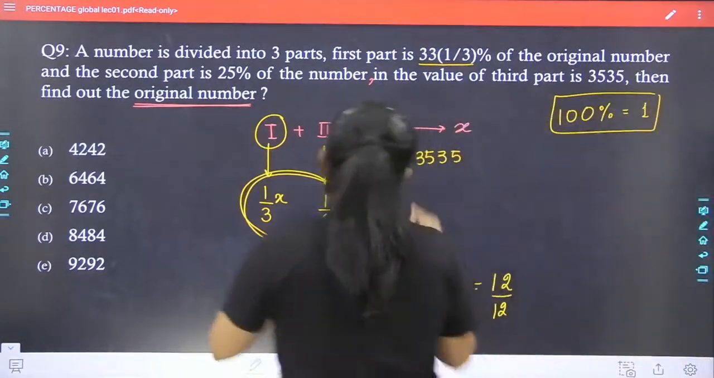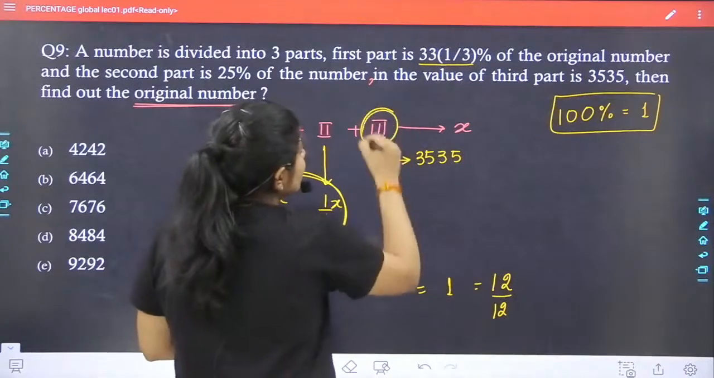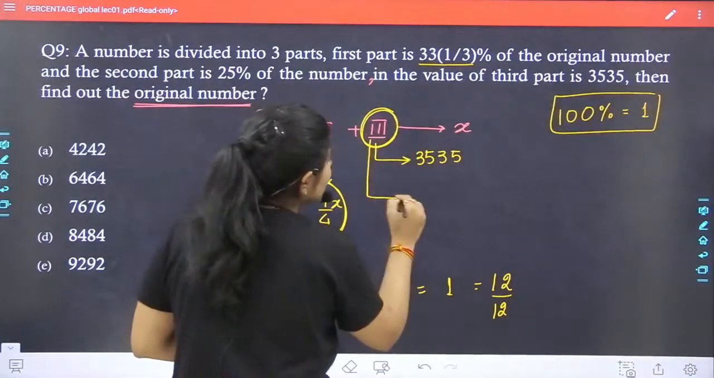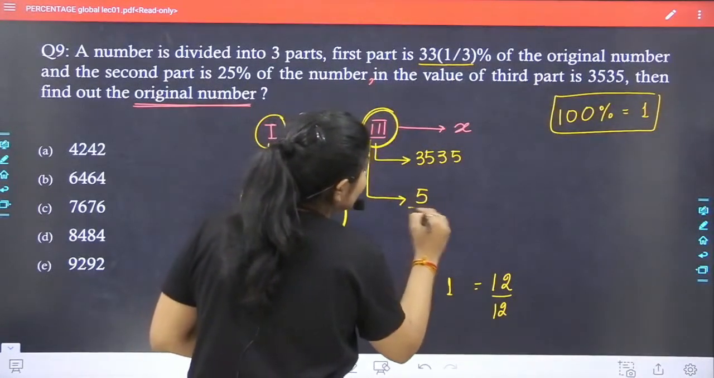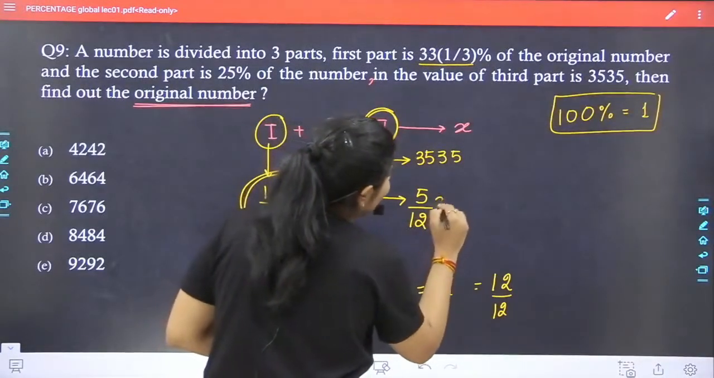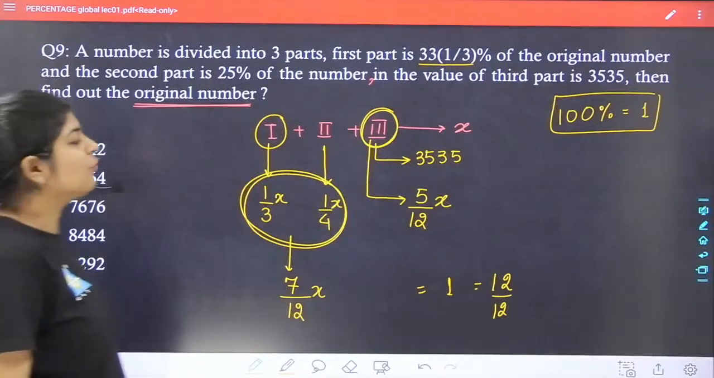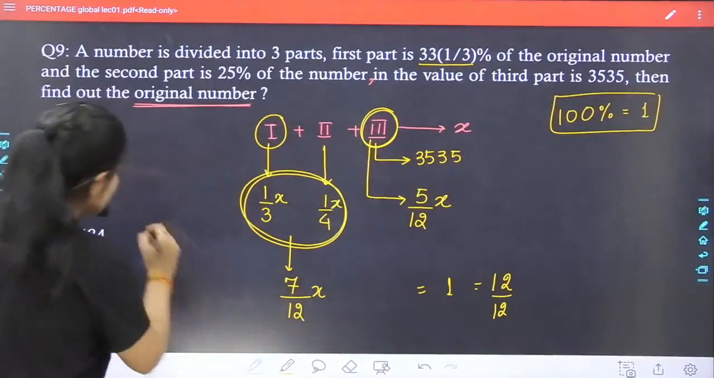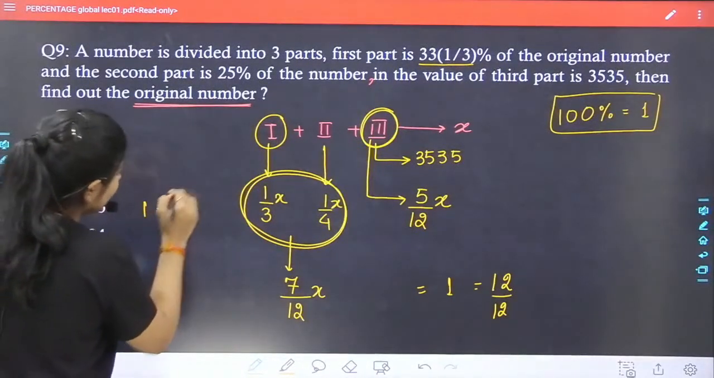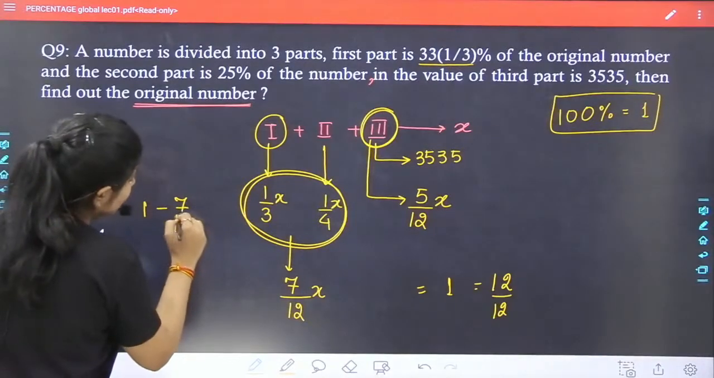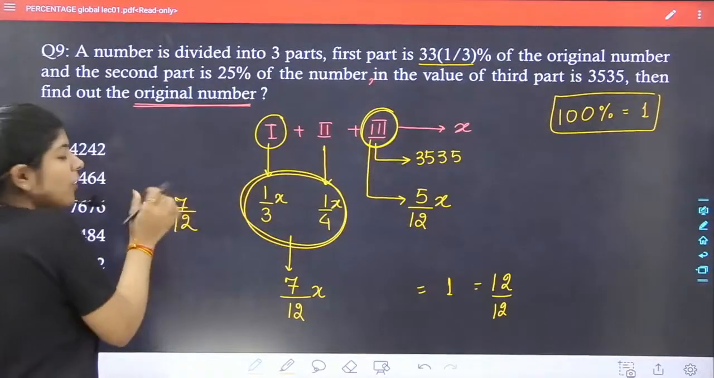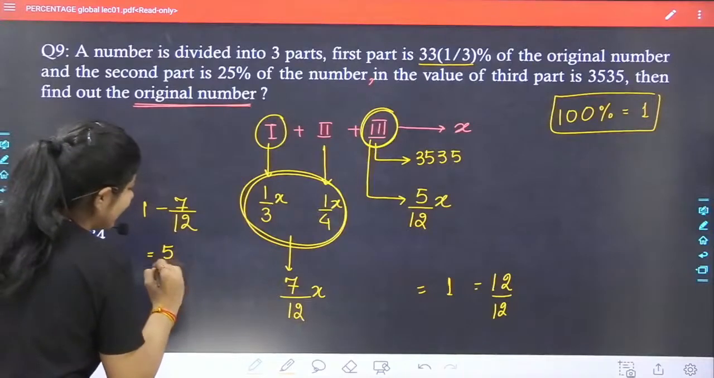That means the third part in fraction must be equal to what? It must be equal to 5 by 12x. This should be equal to 5 by 12x, because if I subtract 7 by 12 from 1, I'll get 5 by 12 as my answer.